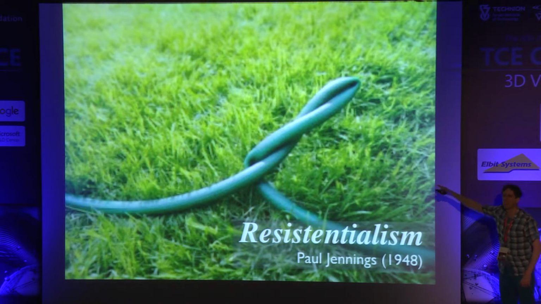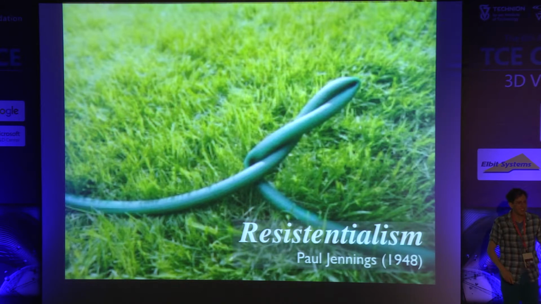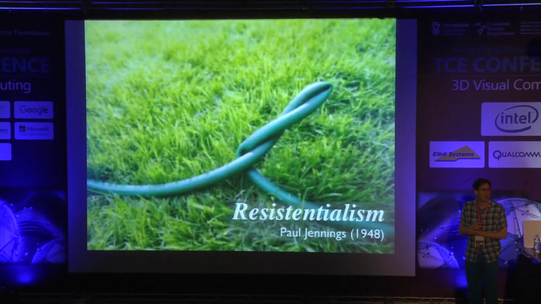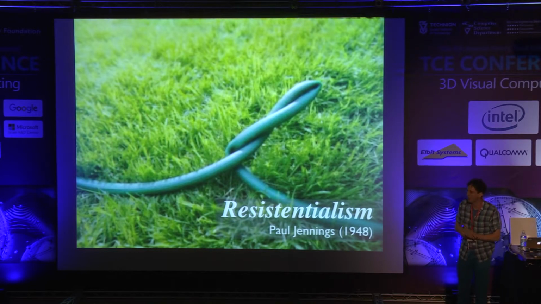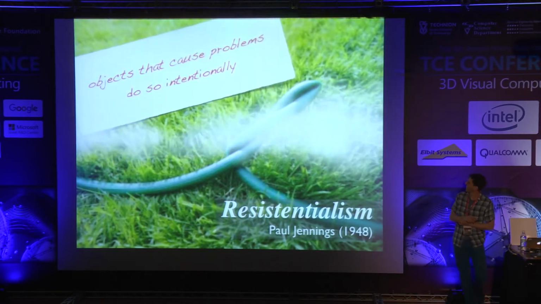But I thought to myself, it just reminds me of this kind of annoying situation. And there's a word for this situation. It's resistentialism. You can look it up. Resistentialism is a theory that inanimate objects, such as a garden hose, are out to get us. They're out to make our life miserable, right? There it is.